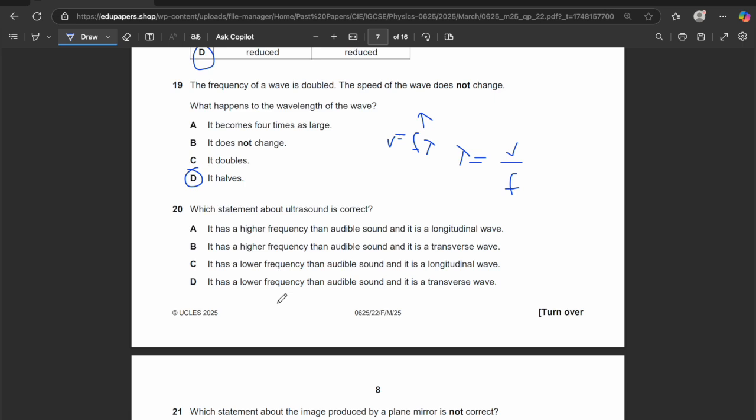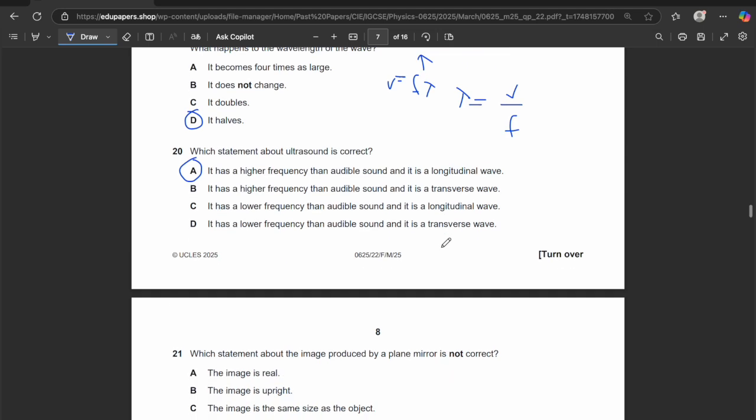20. Which statement about ultrasound is correct? A. It has a higher frequency than the audible sound, and it is longitudinal wave. Well, that is correct. Ultrasound is beyond the human hearing range. So A is correct. Well, sound waves, they travel in a parallel direction, right? The vibration of particles and the direction of the wave are parallel to each other. So they are longitudinal waves. So A is the correct answer.